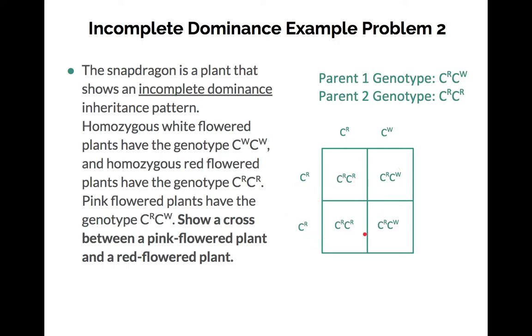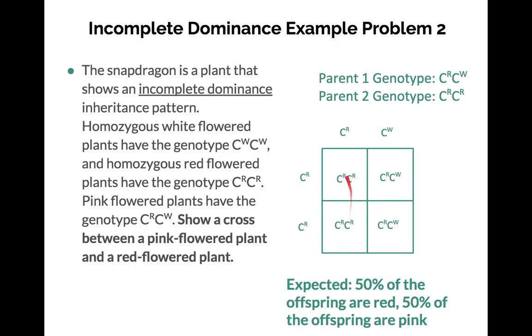We do this cross and we should get 50% would look red, right? Expected to have 50% offspring look red here. And we'd expect 50% of the offspring to look pink. All right, so that was our second incomplete dominance example problem.